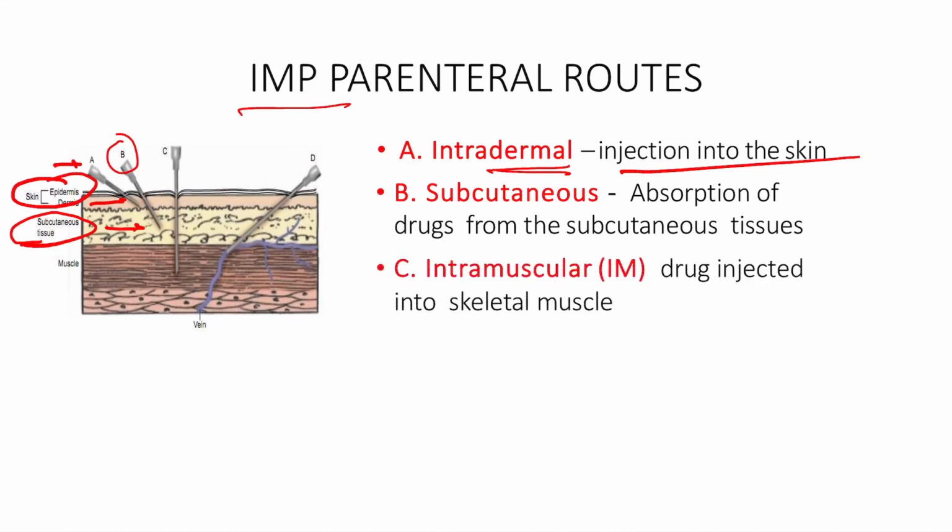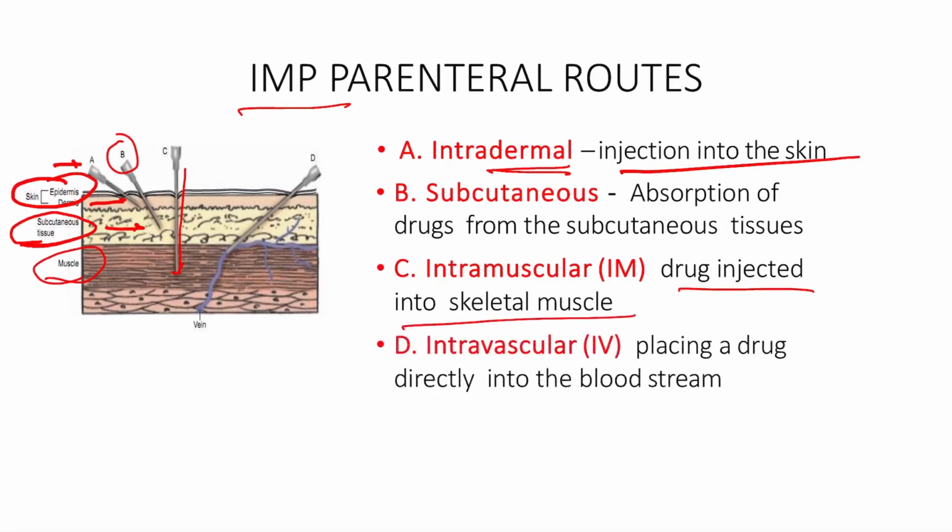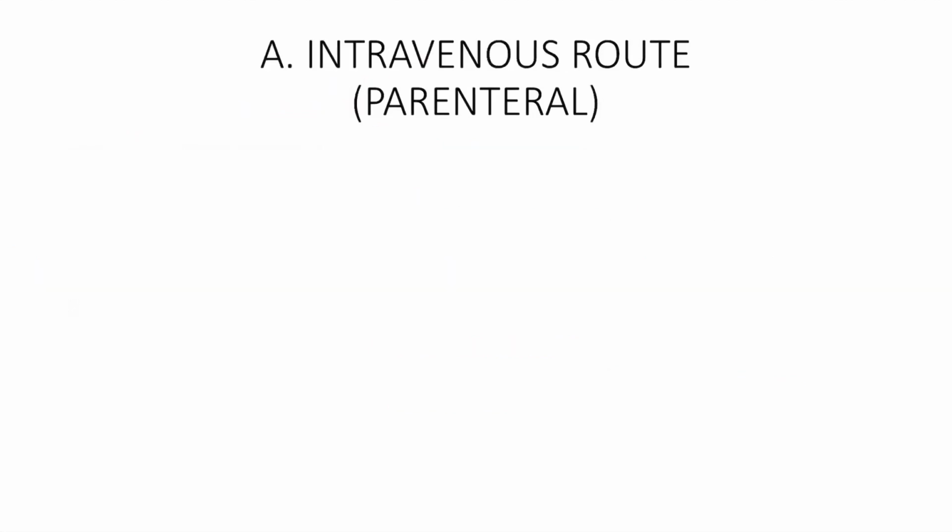Third is the intramuscular route, where we are introducing the needle into the muscles. So the needle is now in the muscles, where we are injecting drugs directly into the muscles. And fourth is intravenous. So this is a vein and we are introducing the drug into the veins, placing the drug directly into the bloodstream. So there are different routes of drug administration in the parenteral aspect. So let's first talk about the intravenous route.